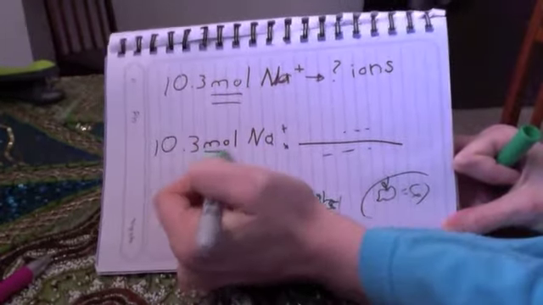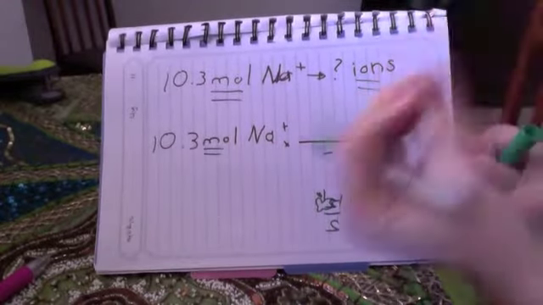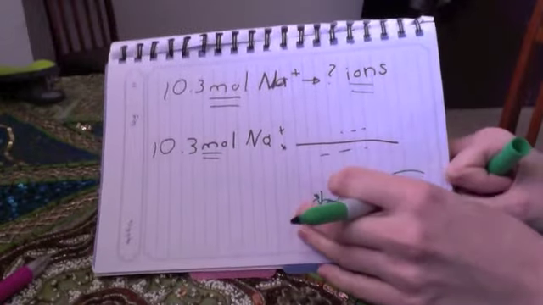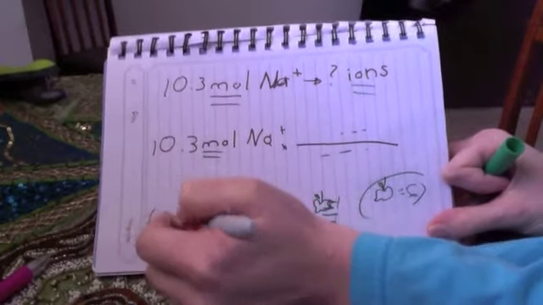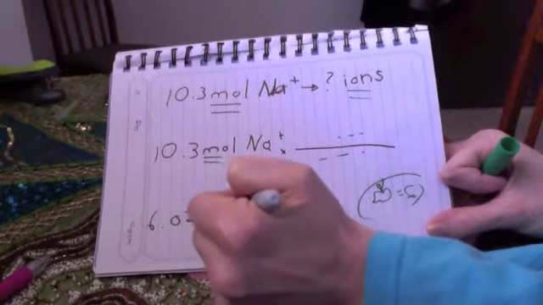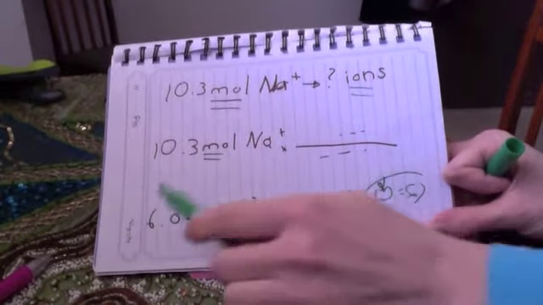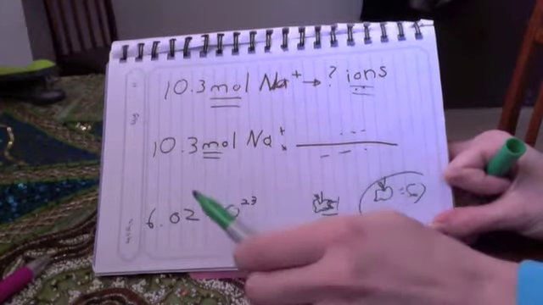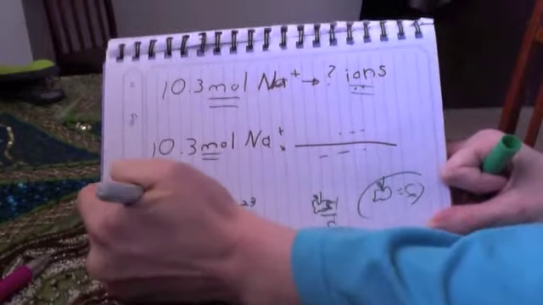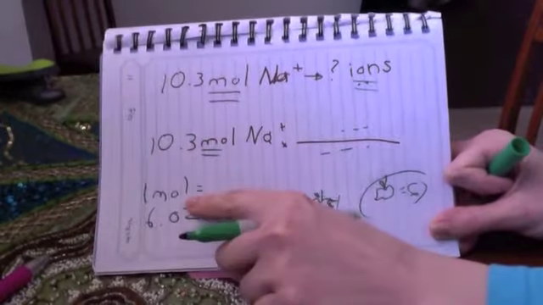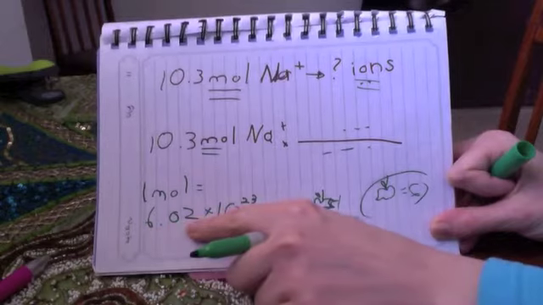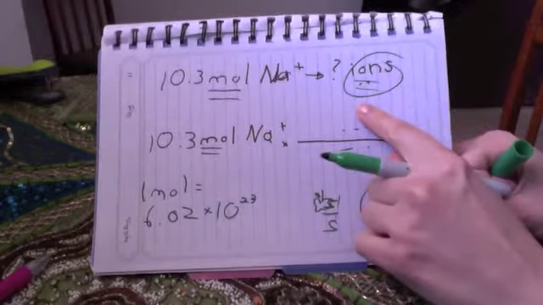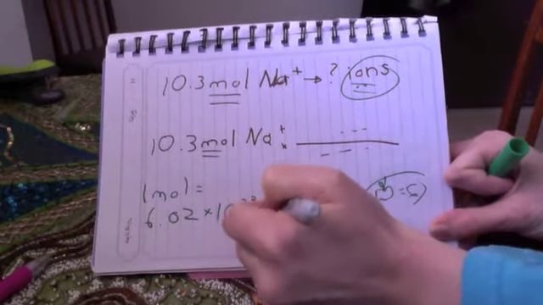And I know that the only way to convert from moles to single units, whether it's ions, atoms, or molecules, is I have to use Avogadro's number. And Avogadro's number is 6.02 times 10 to the 23. Am I dealing with apples? Am I dealing with oranges? I'm dealing with ions. So as far as Avogadro is concerned, 1 mole of anything is equal to 6.02 times 10 to the 23 of that thing. Now that thing I'm asking you for is ions, okay? So you're going to tell me ions.